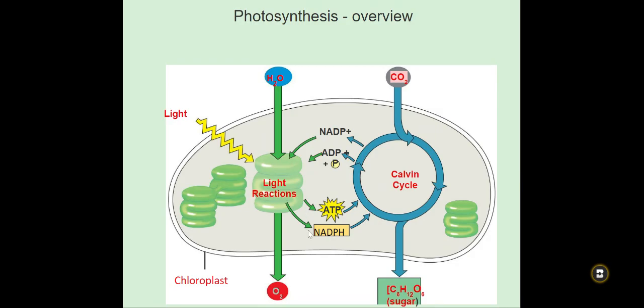And now that we have this energy from ATP and NADPH, even though it's only a little, we are going to take it out of the thylakoid and put it into the stroma so that we can allow the Calvin cycle to happen. And we're going to take carbon dioxide from the atmosphere.